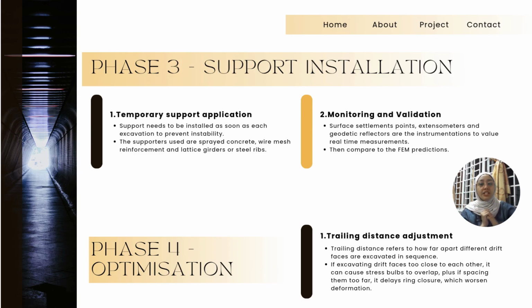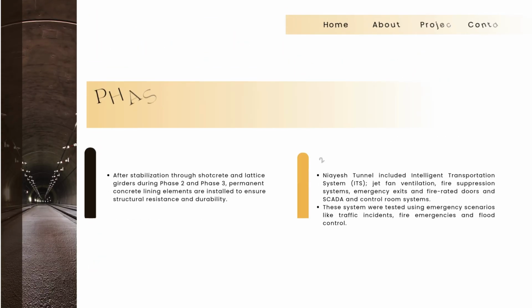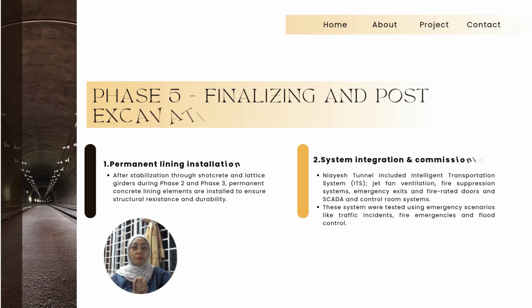Phase 4, optimization. Trailing distance adjustment is the process of modifying this distance during excavation to optimize tunnel stability, safety, and construction efficiency. Too long may increase the risk of collapse, and too short might need higher cost and effort. In the last phase, they did the permanent lining installation, which provides long-term structural stability and durability.